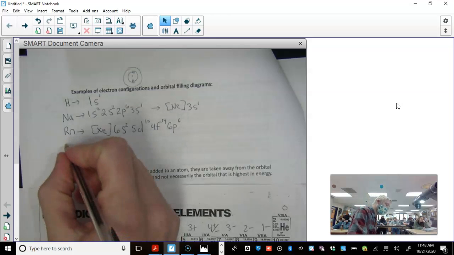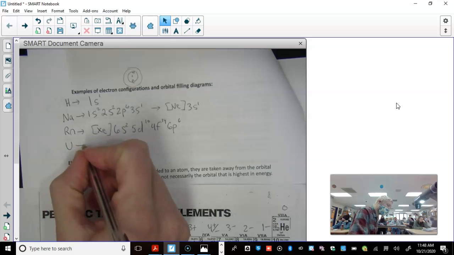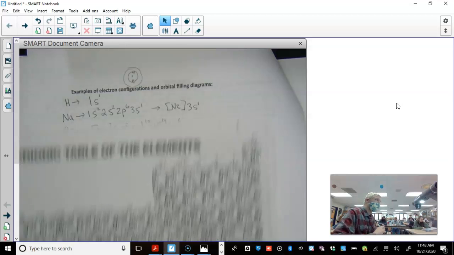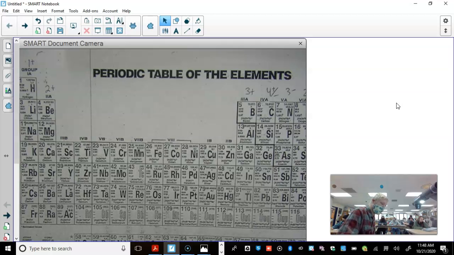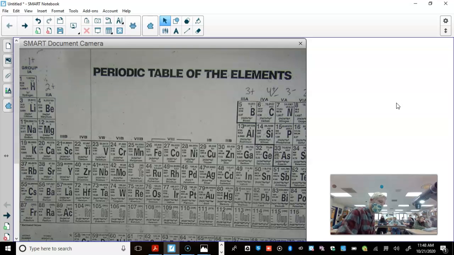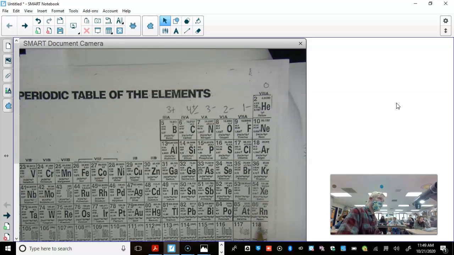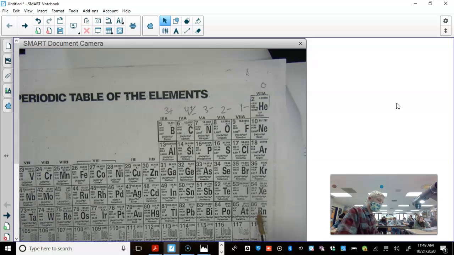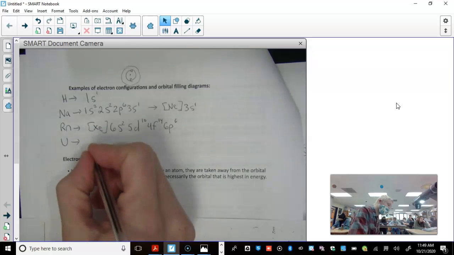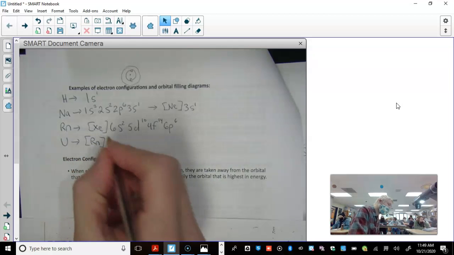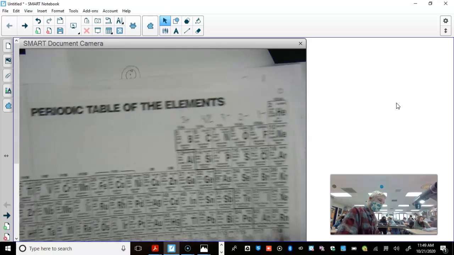Speaking of tough, why don't we do uranium? All right. So uranium is number 92. If you get any bigger than uranium, you get into those ones that nobody knows about because they last for less than a second. So uranium is number 92. Which one comes before 92? Radon. All right, that makes it a little bit simpler because we're starting at 86. So we got radon. Radon's 86.